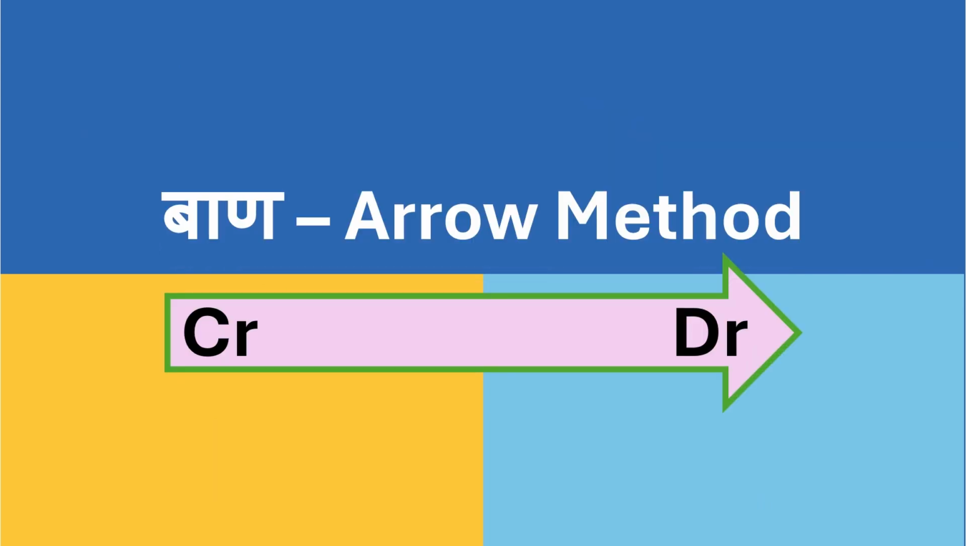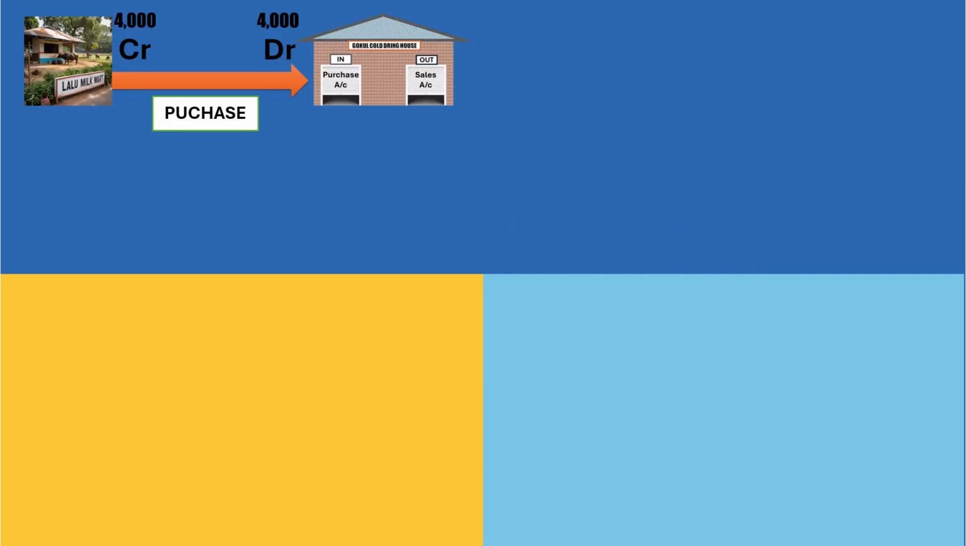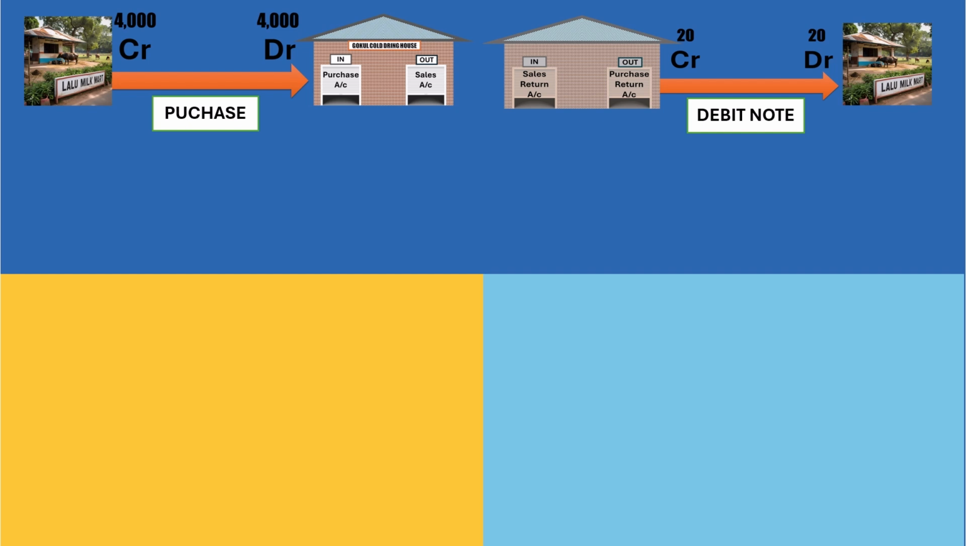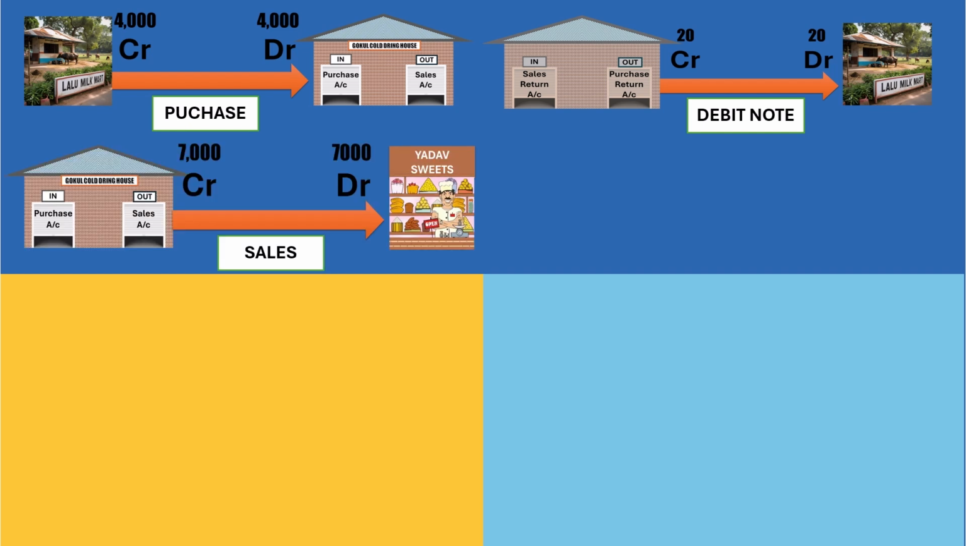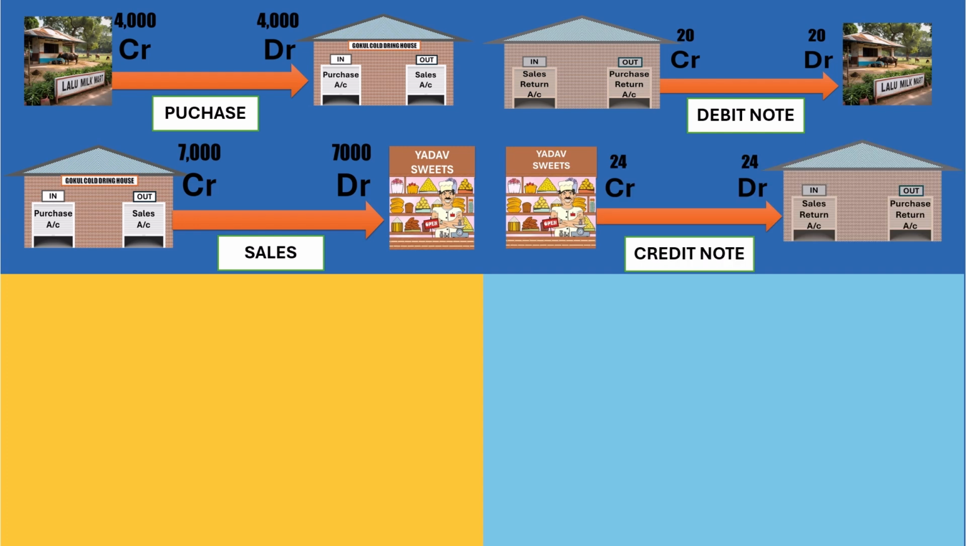If you remember, we taught you the unconventional method of posting debits and credits using the arrow method, where the pointing direction of the arrow represents debit and the other side represents credit. We could post transactions using our arrow method because there was a specific direction to the transaction. When we purchased, the goods were moving from Lalu Milk Mart to our purchase account. And when we rejected the goods, they moved from our purchase return account to Lalu Milk Mart. When goods were sold, goods moved from our sales to Yadav Sweets. When Yadav Sweets returned the goods, they moved from Yadav Sweets to our sales return account.